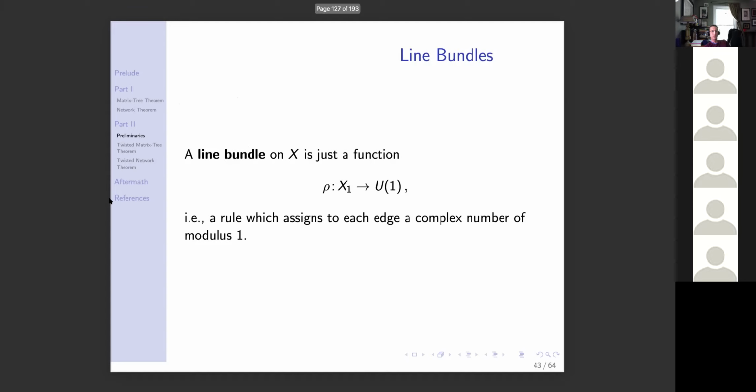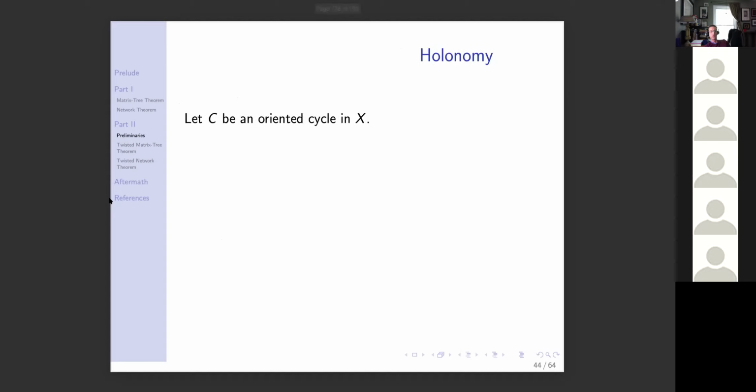So I want to talk about something called holonomy. So let's take an oriented cycle in my graph. So an oriented cycle is a cycle in the graph that is a path which doesn't cross itself. It's a simple closed curve in my graph. So this is a sequence of edges which doesn't cross itself. And the orientation means that I'm either going around in one direction or the other direction around the cycle. There are only two directions I can move. So an orientation is a choice of direction.